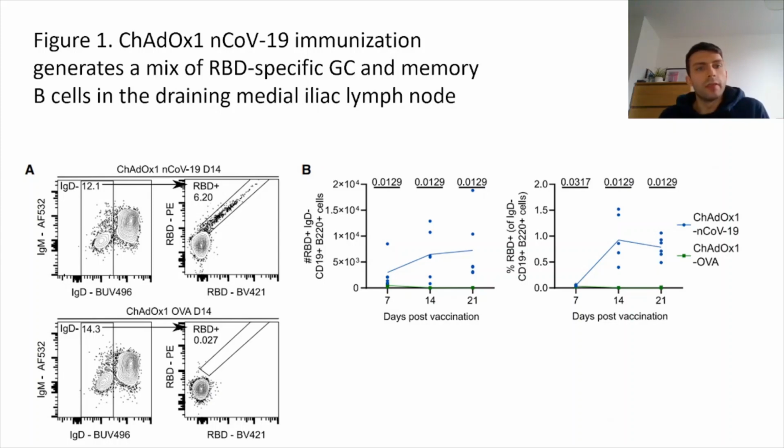Then we move on to the main figure 1, and here we look at class switched IgD negative B cells in A. So these are cells which have become activated and changed away from being IgD positive, and then we gate on RBD specific cells after this. And much like the supplementary figure, as you see in B, the ChAdOx1 nCoV-19 immunized mice generate class-switched RBD-specific B cells, and the ChAdOx1 over-immunized mice do not.